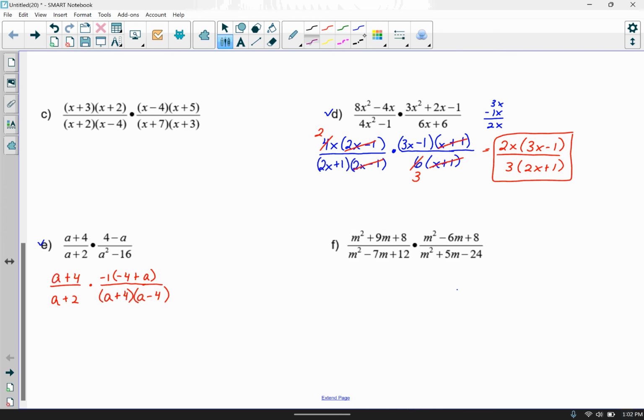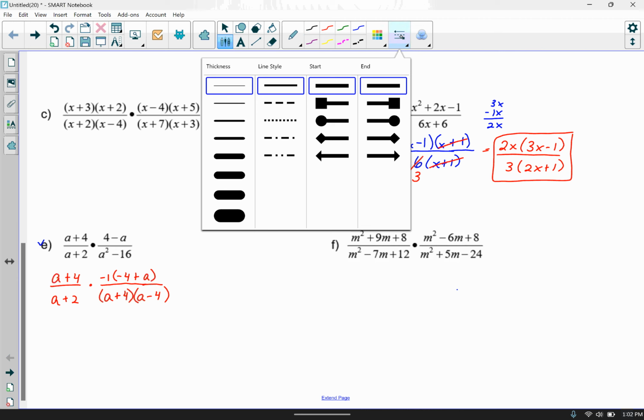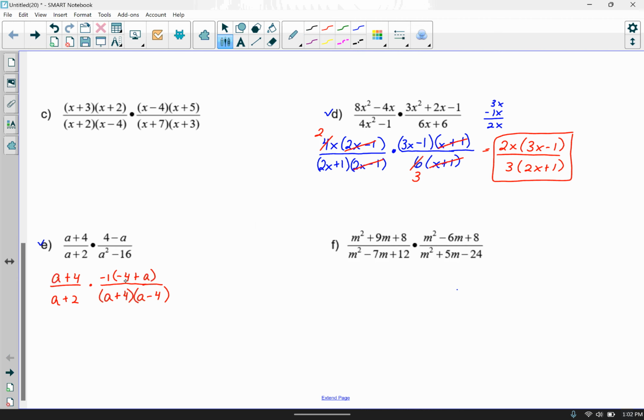Then by doing that, that way you've got negative 4 plus a. Here, the 4 is negative, the a is positive. Here, the 4 is negative, the a is positive. That's the same term, so that can be canceled out. I can also cancel out this a plus 4 for that a plus 4. And so the only thing I have left is a negative 1 up top and that a plus 2 on the bottom. It's the final answer.